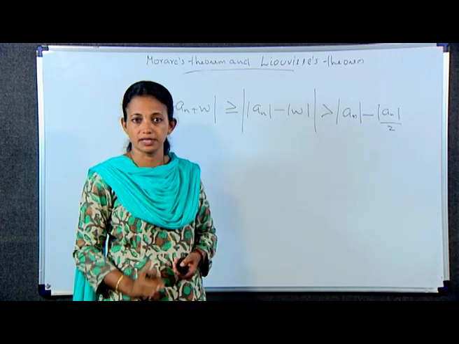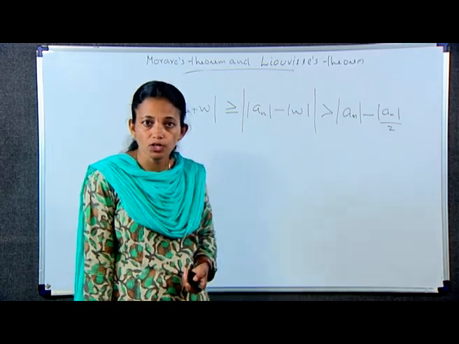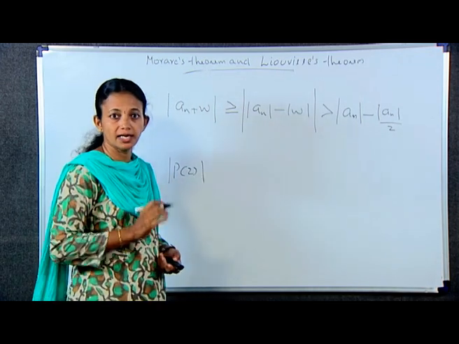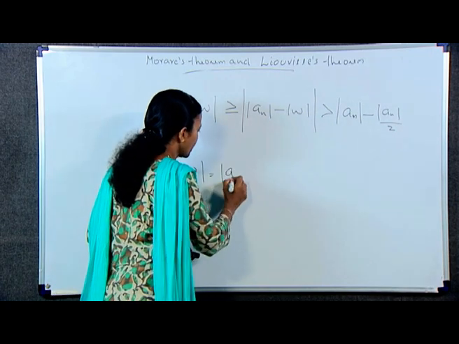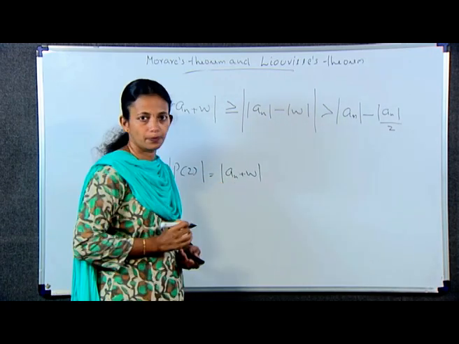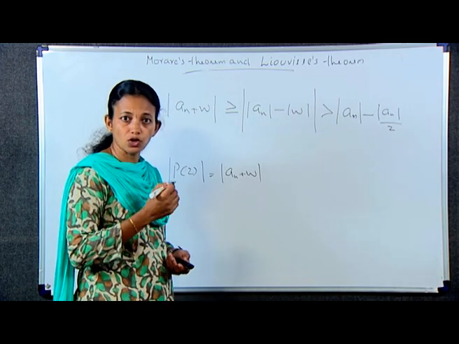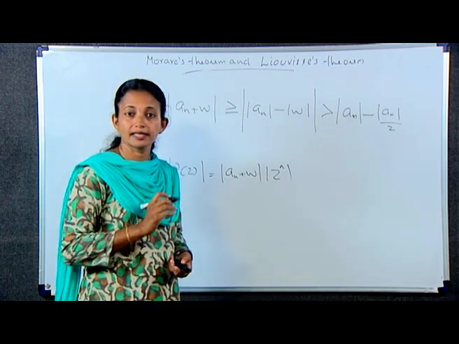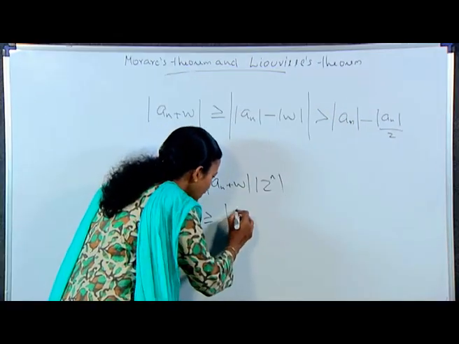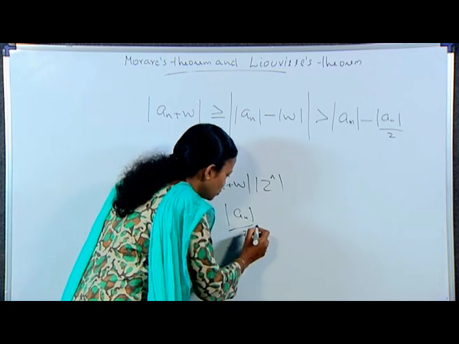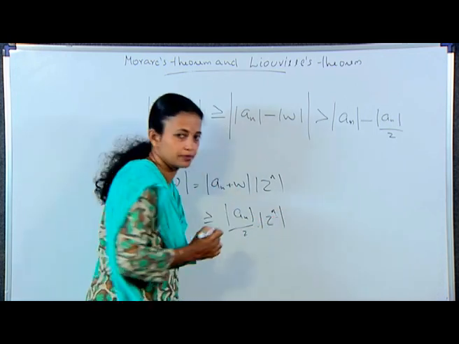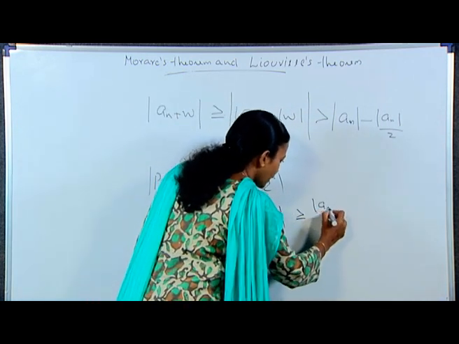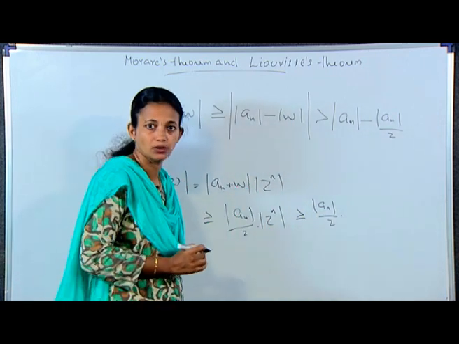So, this enables us to write modulus of P z, it is equal to modulus of A_n plus W into modulus of z raised to n. It is greater than or equal to mod A_n by 2 into mod z raised to n. That is, this is again greater than or equal to mod A_n by 2 into R raised to n.